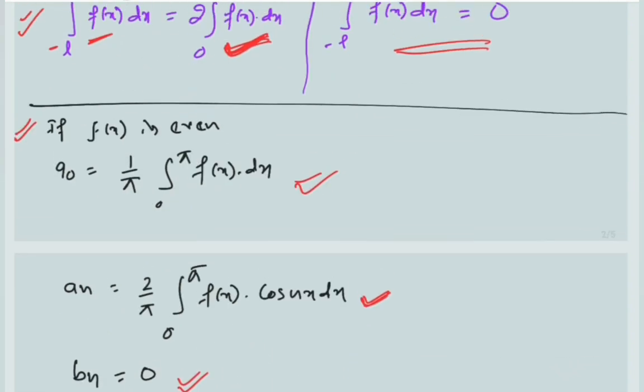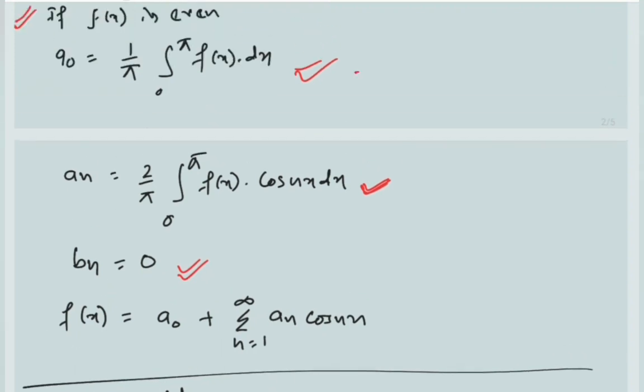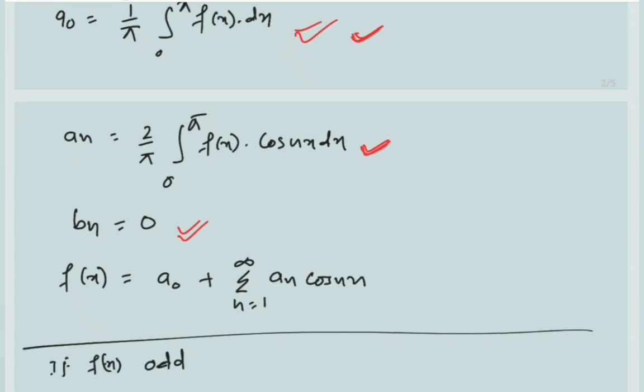So the final expression for the Fourier series is like that: f(x) is equal to a naught, because we have the value of a naught. If you integrate from 0 to pi of f(x) dx, you will get some values, and in a similar way you can find the values of a n and put those values in the final expression of the Fourier series, and we will get the series of f(x).